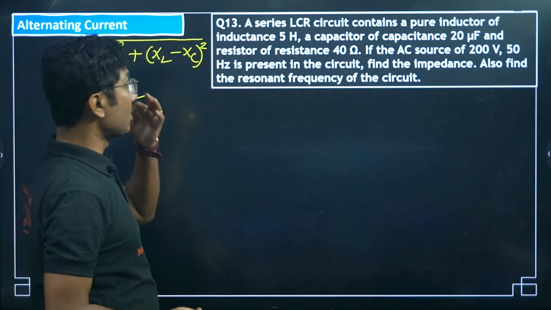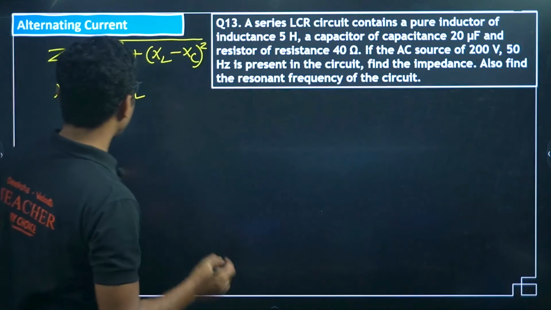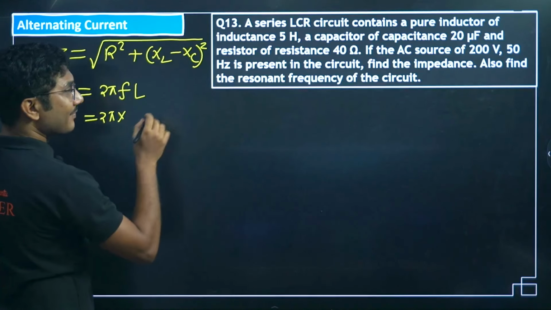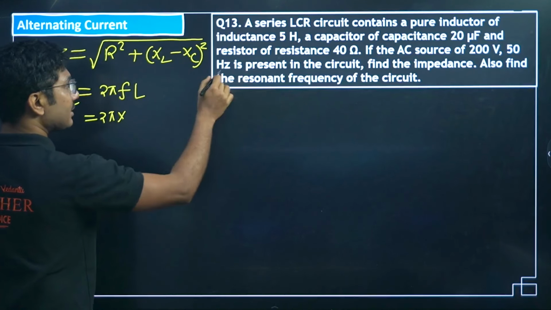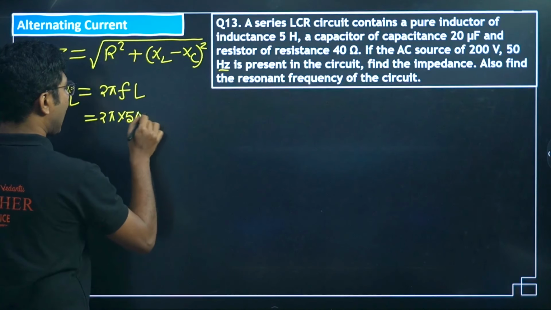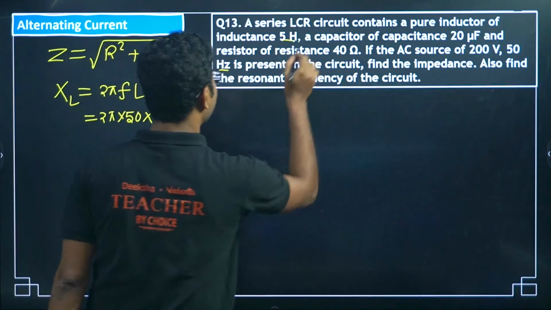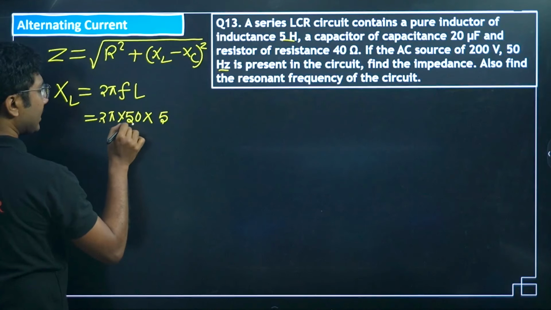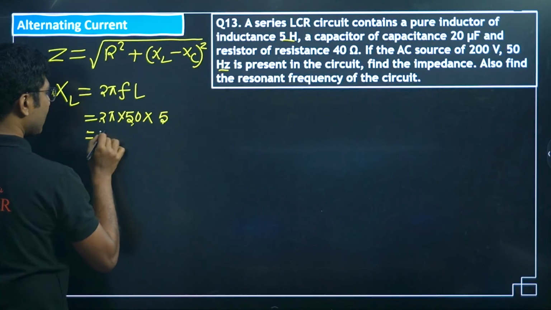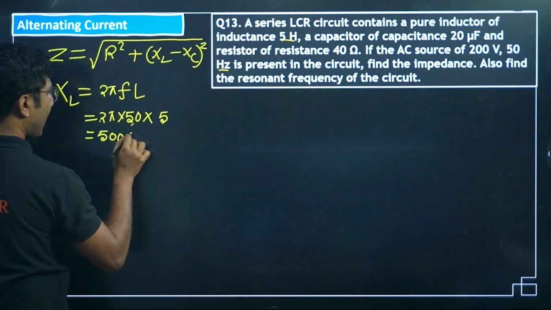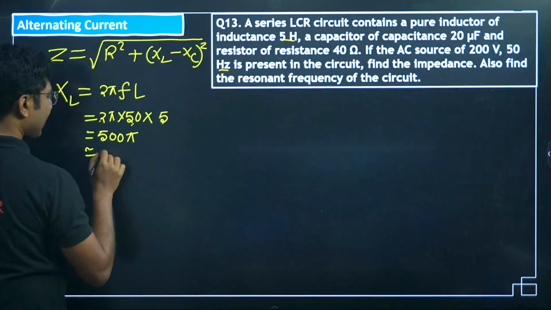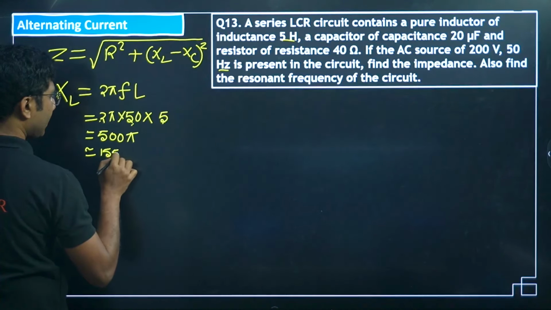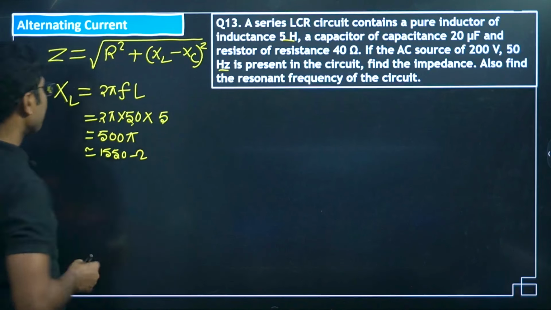If you remember the formulas and apply them into mathematical calculations, you can simplify this. So, what is 2 pi F? 2 pi is constant, obviously 2 into pi. The value of F is given here as 50 hertz, and the inductance is given as 5 Henry. So, it will be 2 into 50 is 100, 100 into 5 is 500. So, 500 pi. So, it will be approximately 1550 ohm. Okay. So, this is XL.